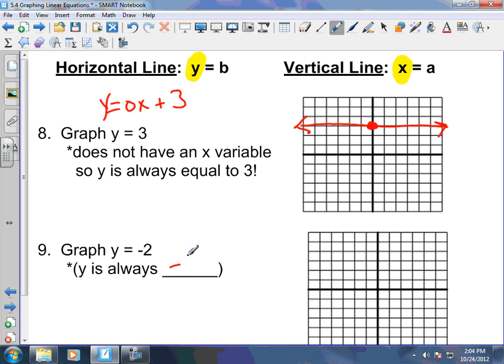So y equals negative 2. Y is always negative 2. I go to negative 2. What kind of line am I going to draw? Not straight. I always draw straight. Well, I always draw crooked lines. I draw a horizontal line, remember? Horizontal lines lie down.